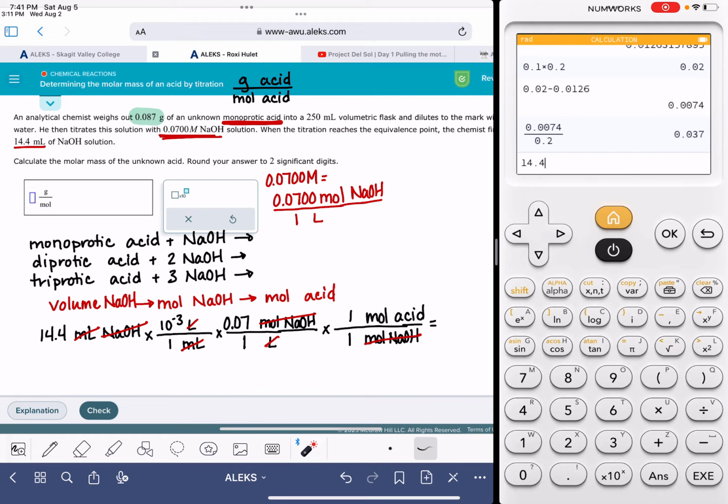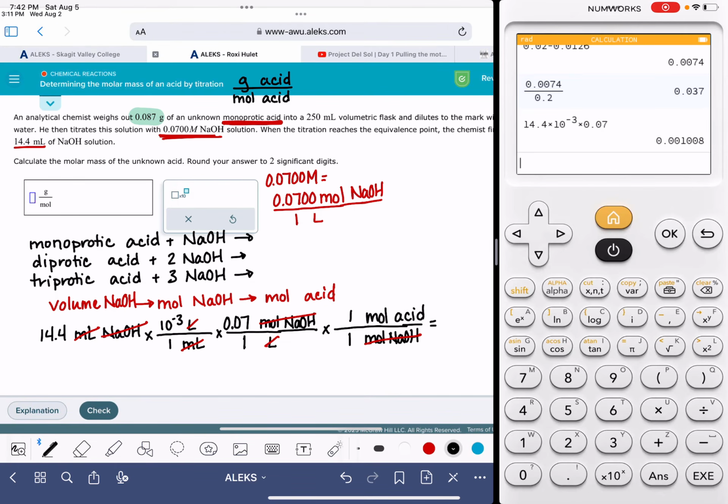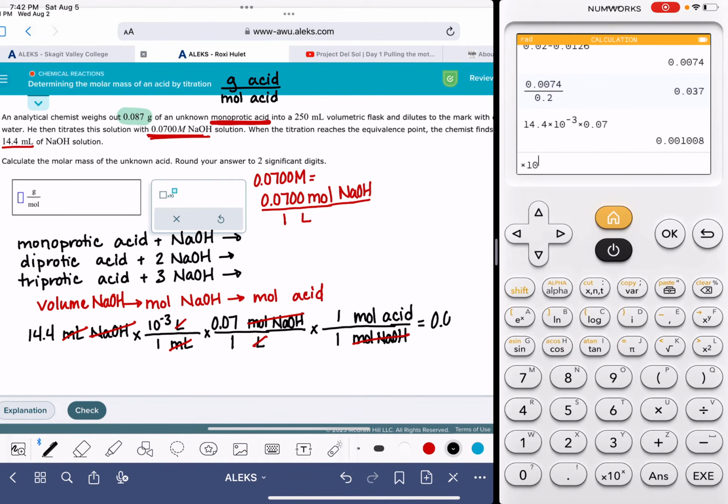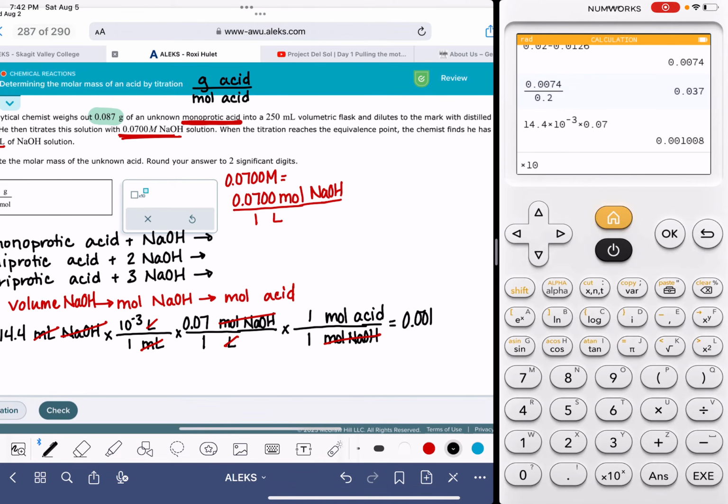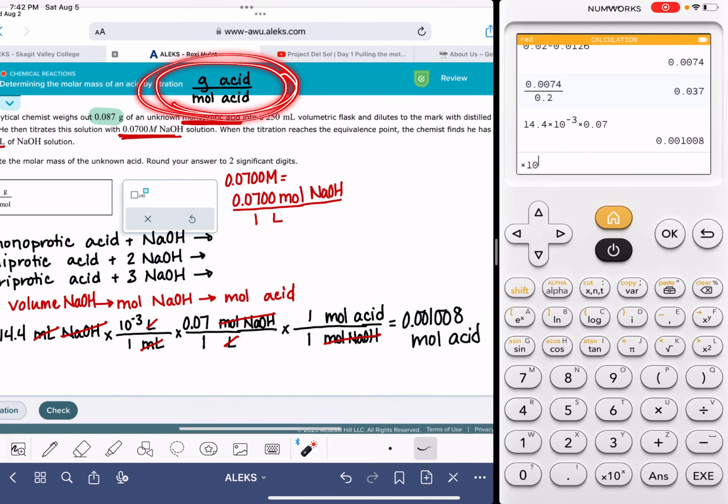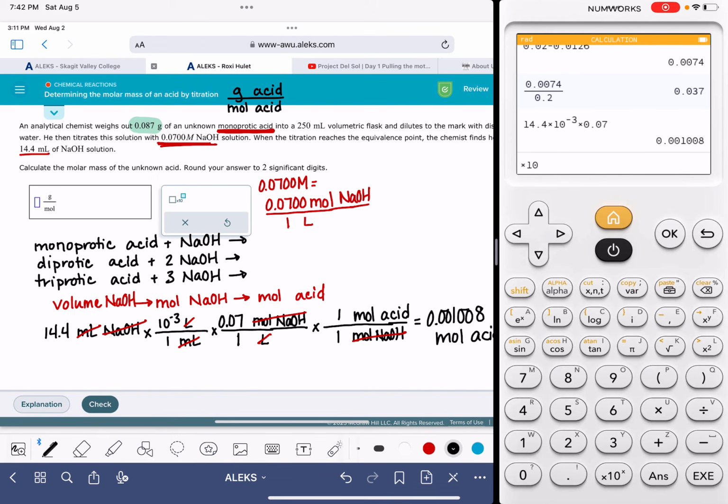14.4 times 10 to the negative 3 times 0.07 times 1 divided by 1. This gives me 0.001008 moles of acid. Now remember, our goal here is to calculate the molar mass, which is the grams per mole. So we need our grams of acid divided by the moles of acid. And we just figured out the moles of acid.